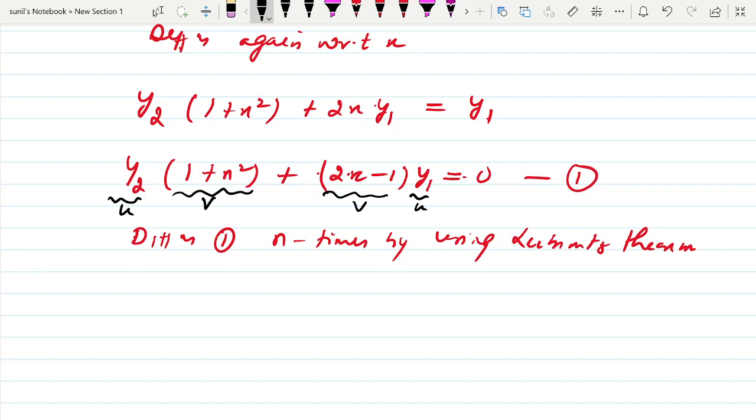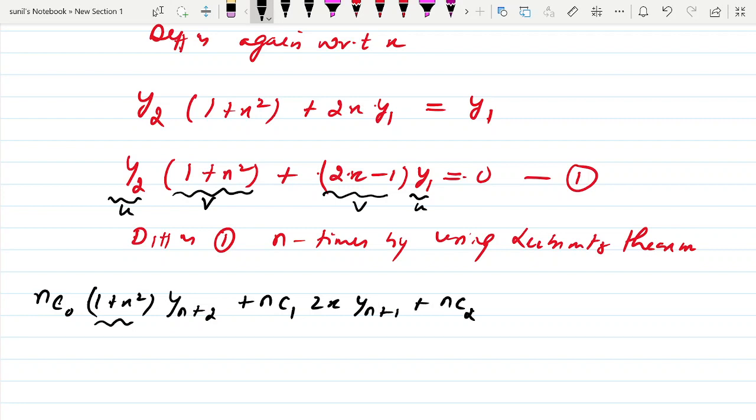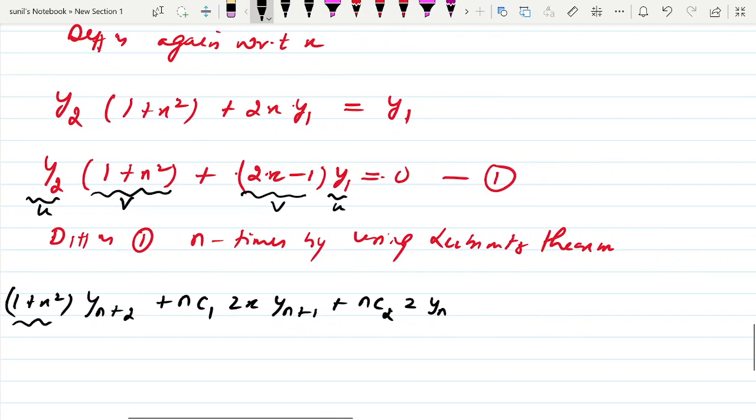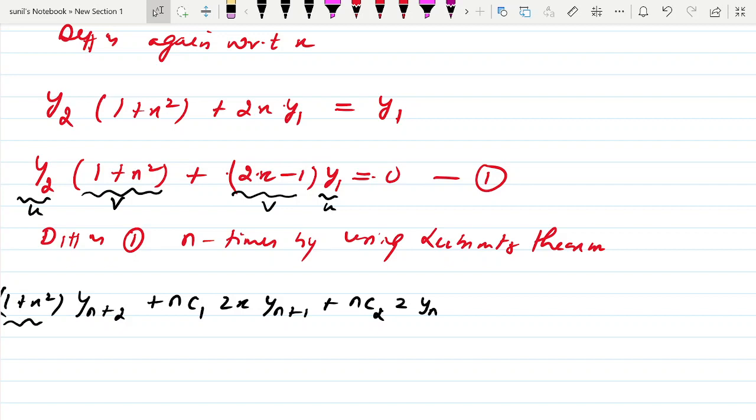Now let us apply it to the first part. nC0, (1 plus x square) as it is, and this is yn plus 2 because it's already differentiated twice. Again, if I'm differentiating it n times, how many derivatives have we taken? n plus 2. Now, the next step will be nC1, and then the derivative of this is 2x yn plus 1, nC2, and the derivative of 2x is 2 into yn. Then there won't be any term because the next term will be 0, because the derivative of the constant is 0.